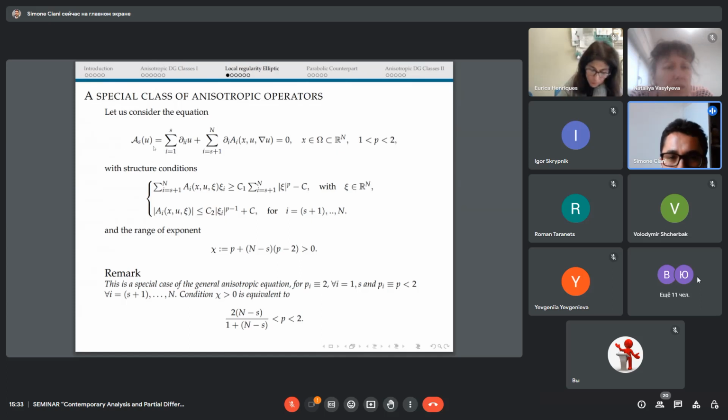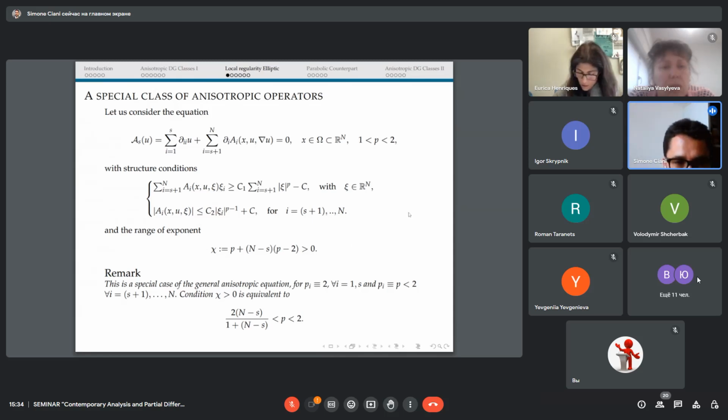We call them A_S u, and they are the sum from 1 to a number S, which can be from 1 to n, of the double derivative, so just like a Laplacian in the first S variables, plus a divergence form operator applied to the other n minus S variables, in the case of measurable and bounded coefficients. And we consider this equation for exponents from 1 to 2. This equation has a particular structure condition of the operator A_i: for each i, it behaves like a p-Laplacian, with a particular range of exponents, which is the following one.